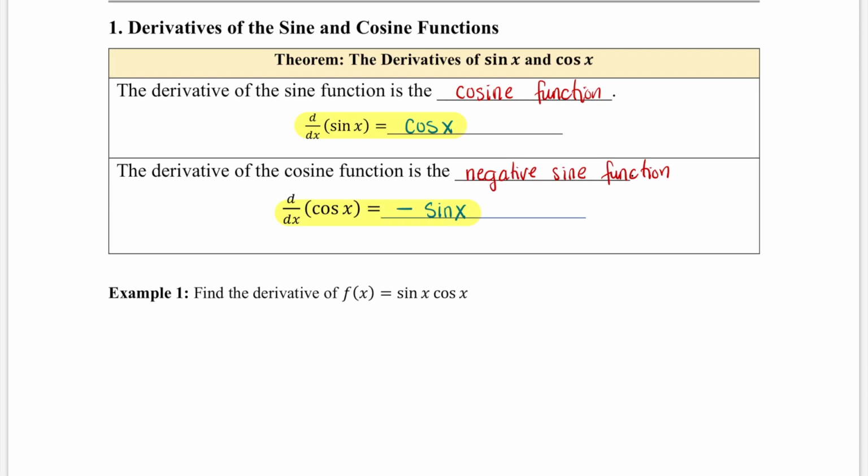Example 1. Let's find the derivative of f of x equals sine x times cosine x. Here we have the product of two functions, so we need to use the product rule. Remember, the product rule says, take the derivative of the first times the second plus the derivative of the second times the first.